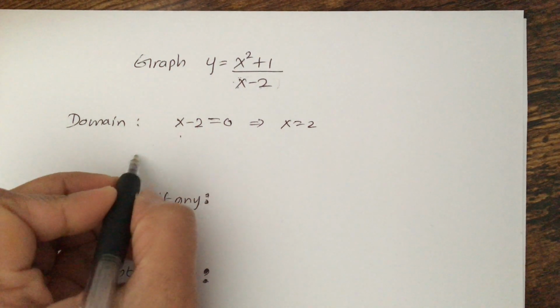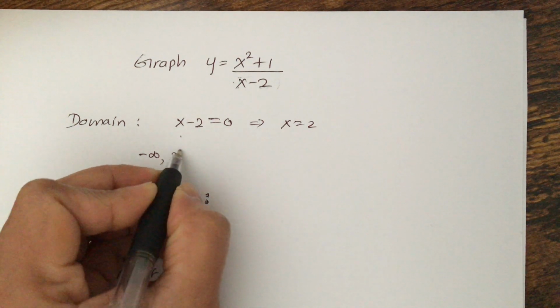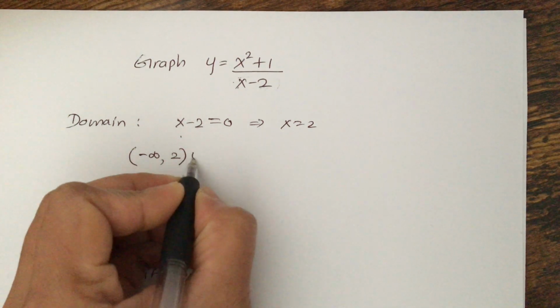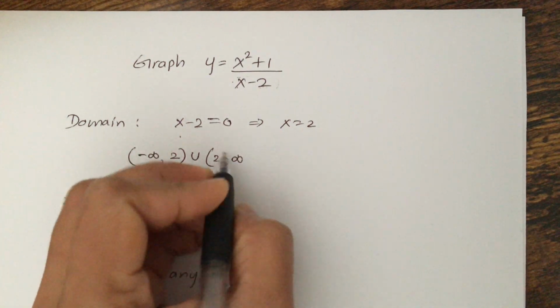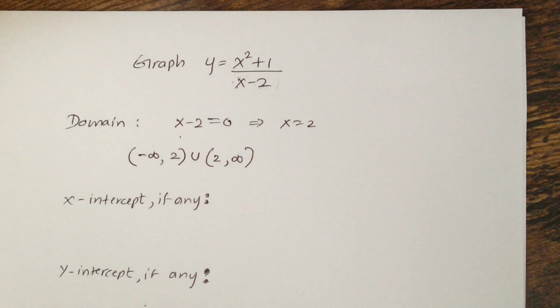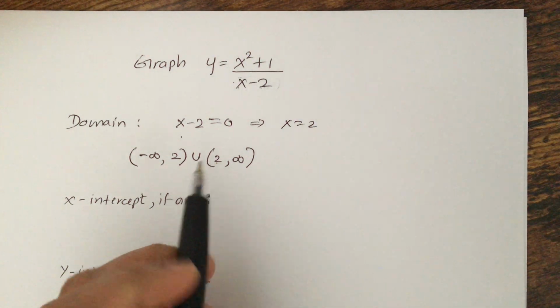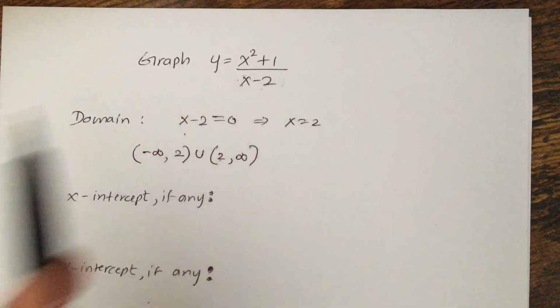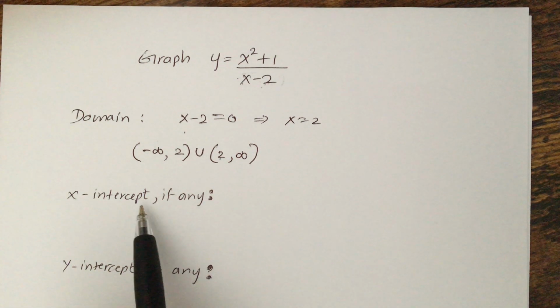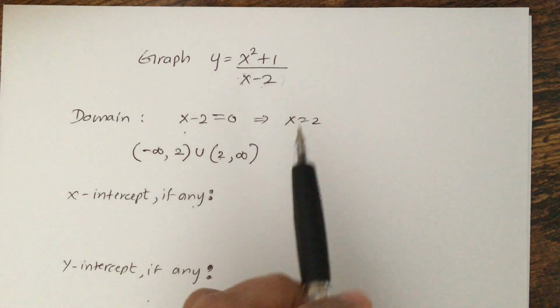So your domain will be negative infinity to 2, open parenthesis, union, open parenthesis, 2 to infinity, right? So you removed 2 from your domain. This is your domain for this rational function, okay? Now let's look at the x-intercept, if any.